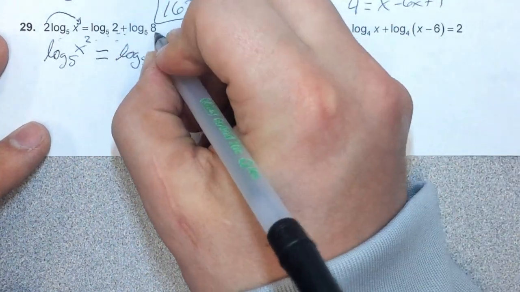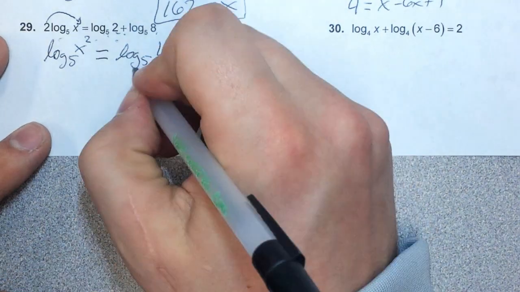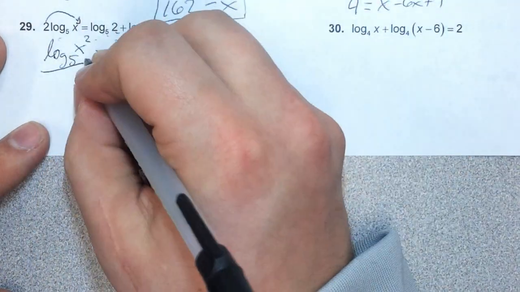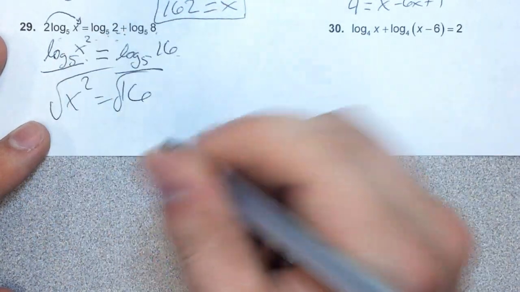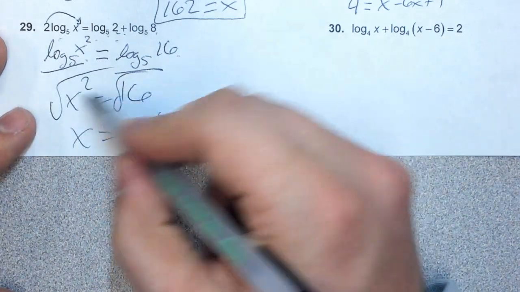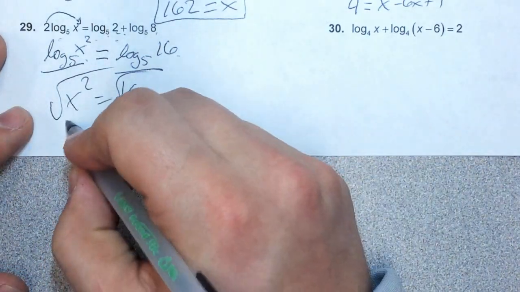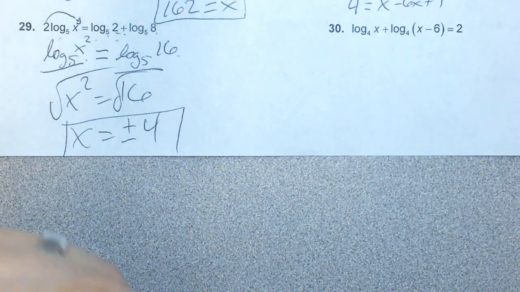And then we'll do 2 times 8. So we'll multiply the insides. We'll get 16. Okay, I got logs on both sides, which means I got my insides equal to each other. Solve, and I get x equals plus or minus 4. Remember, if you take the square root of both sides of an equation, you get two answers, plus or minus. Okay, all this stuff's coming together.